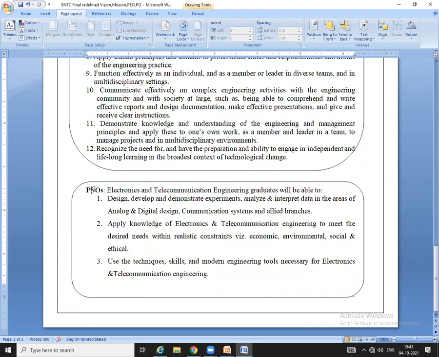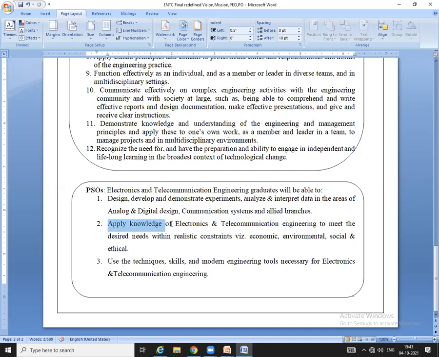So the last part of this is the PSO, that is program specific outcome. The electronics and telecommunication engineering graduates will be able to design, develop, demonstrate experiments, analyze, and interpret data in the areas of analog and digital design, communication system, and allied branches.